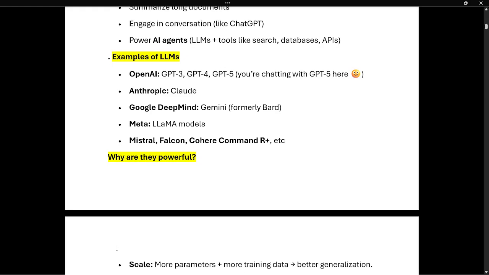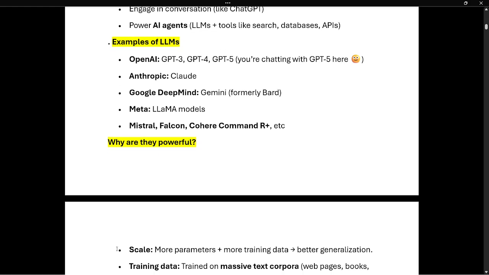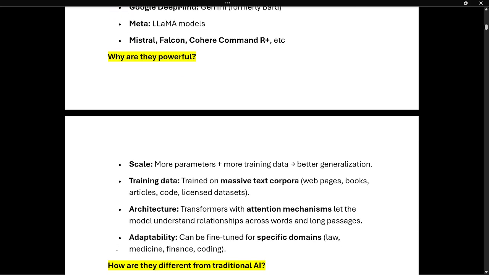Now the question comes to why LLMs are more powerful. The reason behind it is that they are trained on more parameters, so scale is one of the factors. They are trained on more parameters, so obviously it will give more accurate results. They have more training data, and more parameters mean better generalization.